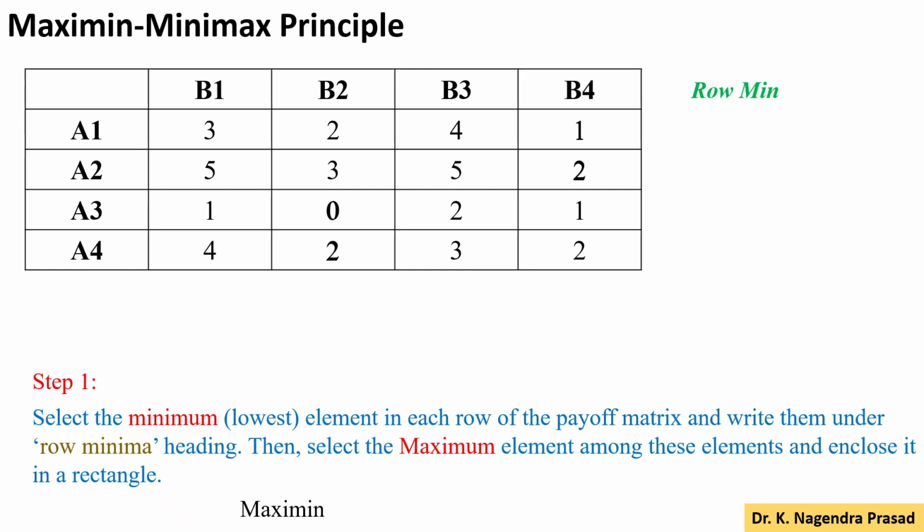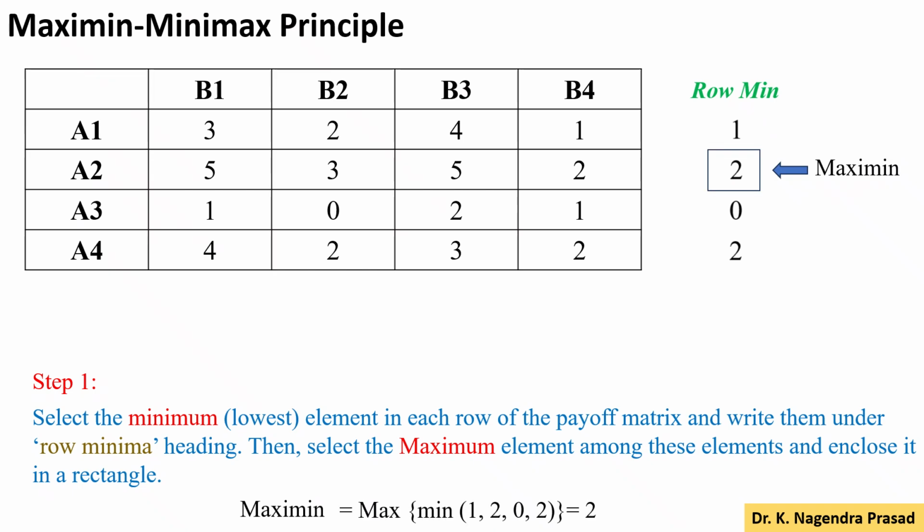In the A1 row, the minimum value is 1. In the A2 row, the minimum value is 2. In the A3 row, the minimum value is 0. And in the A4 row, the minimum value is 2. Then we have to select the maximum value among these minimum values. So among 1, 2, 0 and 2, the maximum value is 2. So 2 is the maximin value and it is enclosed with a rectangle.